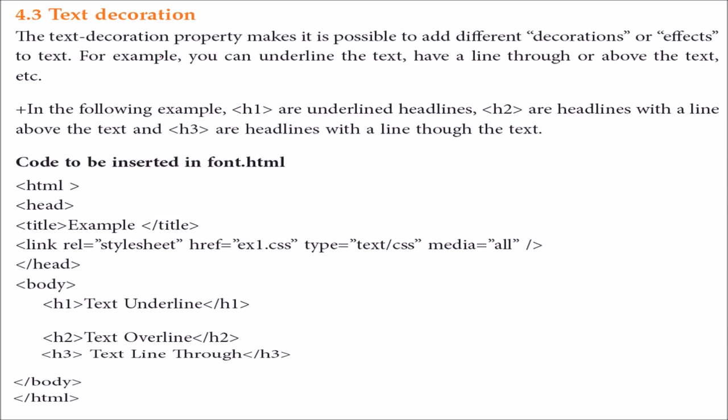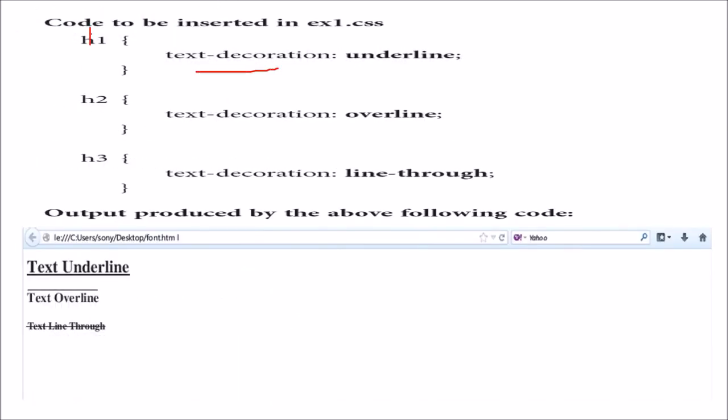So the text decoration property makes it possible to add different decorations or effects to the text. How? Say for example this h1, you want to underline some content. You want to make a line over some text, like the overline. And you want to strike through certain text like this. So these are the various options; three we will be trying. So with text decoration here, all h1 headings will be underlined, all h2 content will have an overline, and h3 will have a line through.